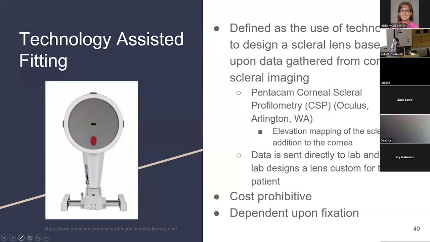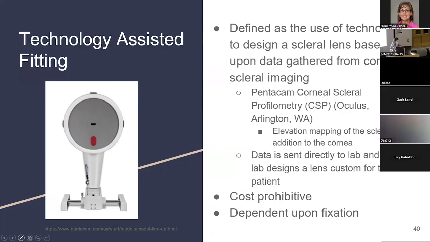And we have started to apply more technology to the fitting process. We have everything I'm going over, we have this at FLOM. So important things to keep in mind. We can do technology-assisted fittings with the use of a Pentacam. A technology-assisted fitting is defined as the use of technology to design a scleral lens based upon gathering information from the cornea and the sclera. So to do this, we utilize the Pentacam, which has the ability to do a corneal scleral profilometry, which is essentially like taking a topography and putting it way out onto the sclera.